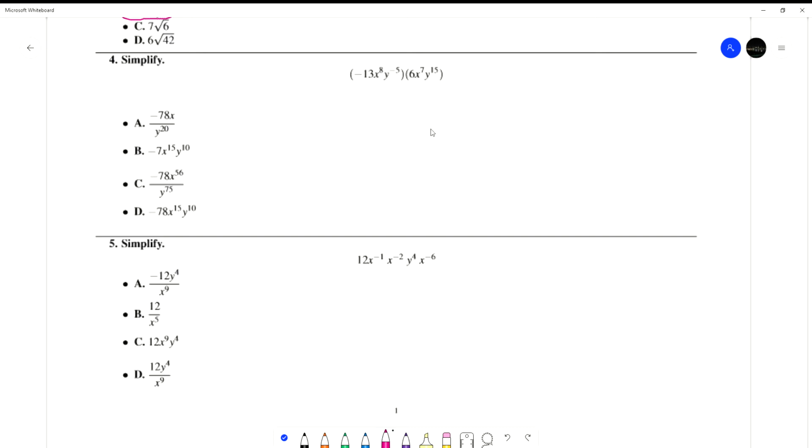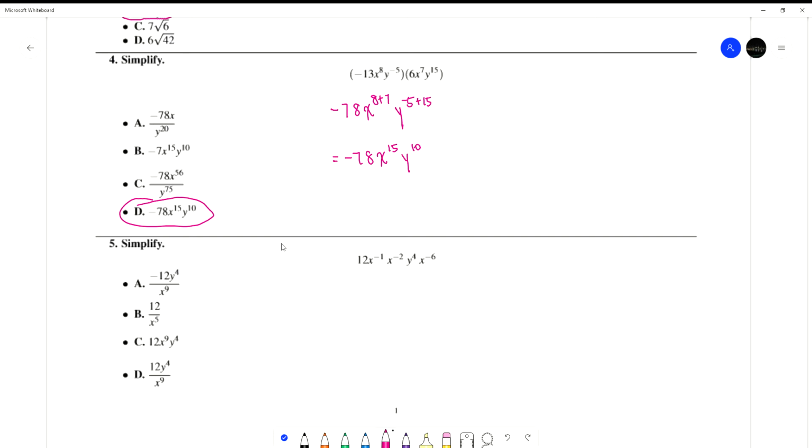So negative 13 times 6 gives us negative 78. And then I see x to the 8th times x to the 7, that's 8 plus 7, y to the negative 5 plus 15. So that gives us negative 78, x to the 15, y to the 10. So that is answer choice D.